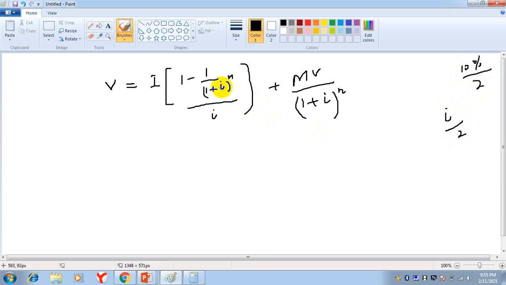So here you will make some adjustments. I divided by 2, because now it is semi-annual compounding.